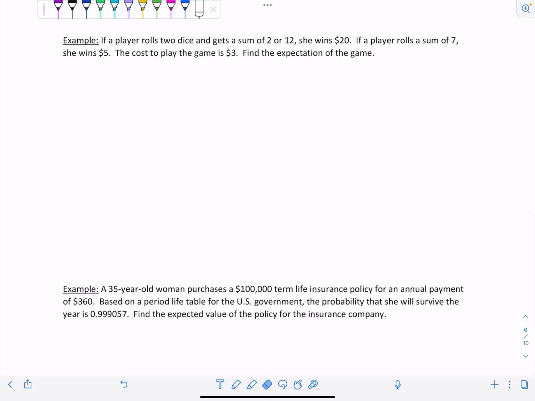First one, if a player rolls 2 dice and gets a sum of 2 or 12, she wins $20. If a player rolls a sum of 7, she wins $5. The cost to play the game is $3. Find the expectation of the game. So find mu, or find the long run average for this game.